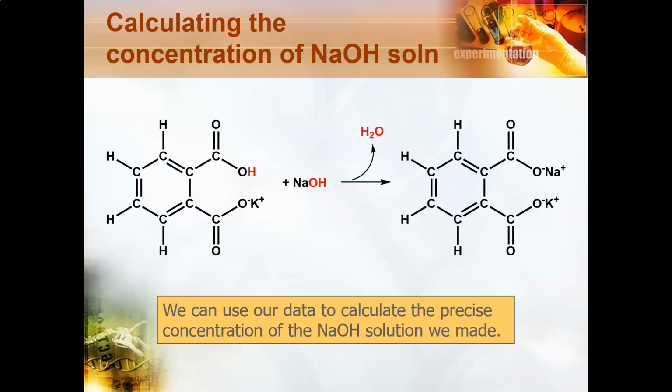So using the data, the mass of the KHP and the volume of the NaOH added, we can calculate the precise concentration of the sodium hydroxide solution we made in units of moles per liter, or molarity. And it should be reasonably close to the 0.1 molar estimated solution that you tried to make.